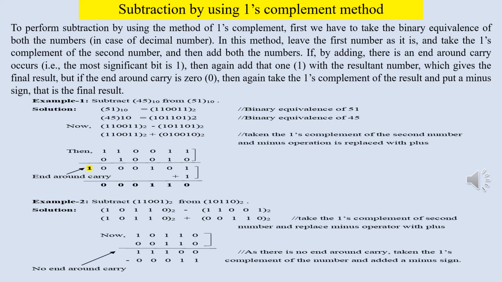In the second example, we want to subtract 1, 1, 0, 0, 1 from 1, 0, 1, 1, 0. In this case, again we have to adopt the same principle. That means we have to leave the first number as it is and take the ones complement of the second number. After getting the ones complement, we have to add that with the first number.